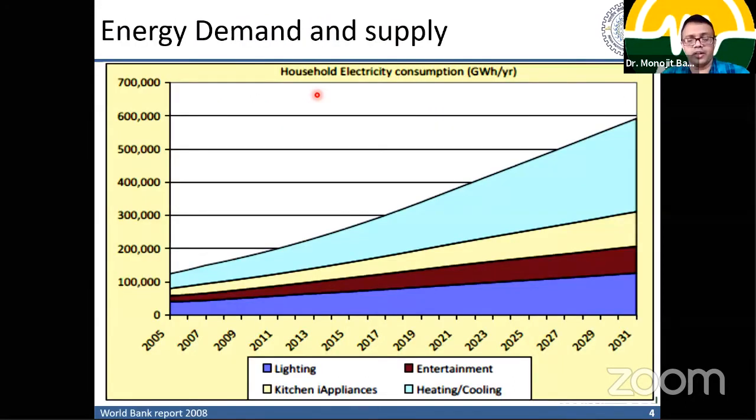So if you look at the energy demand, this is a projection all over the world. You can see more than 7,000 terawatt hour is predicted in 2030. And the majority of it is heating and cooling. Then there are some lighting sectors, kitchen appliances and entertainment. So definitely this is increasing. If you look from 2005 to now, we are at 2020, this is almost crossing 350 terawatt hour per year. That's a huge amount of energy, and it is projected that it will even double by 2030.